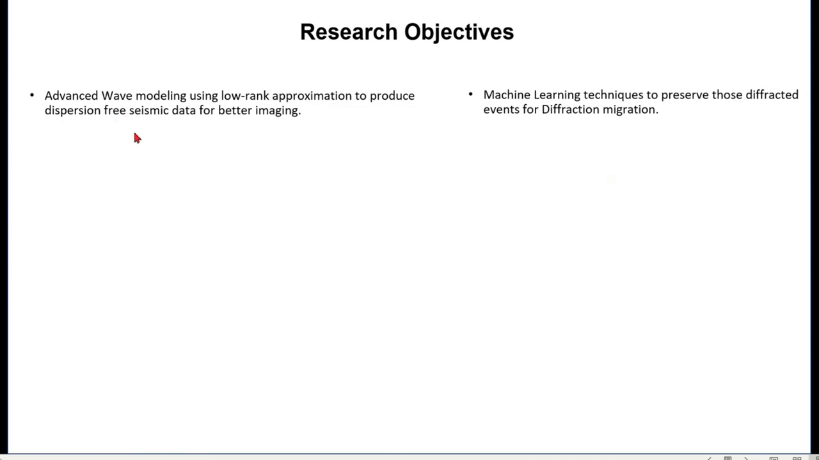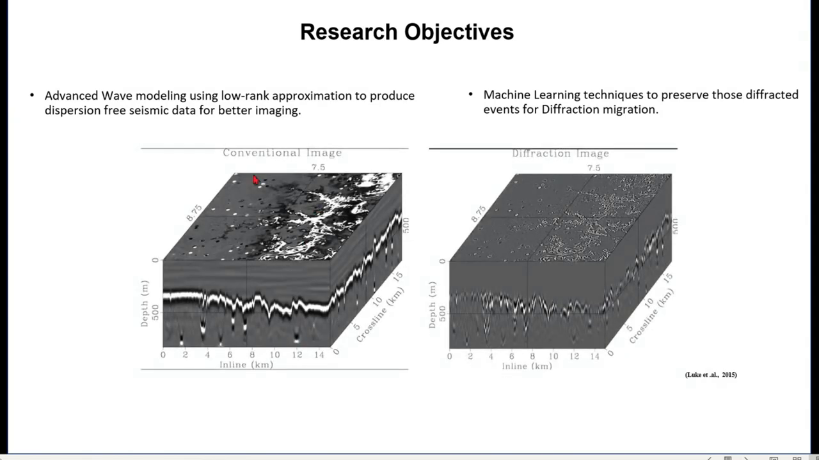The first research objective was to have better wave modeling. When you send waves to the subsurface, you must have a better source, like dynamite or vibroseis; you have to define which source is better for the specific target. The second objective was to come up with a machine learning technique to preserve the diffracted events for diffraction migration. If you look at these two images, on the left side is a conventional image. In the conventional image, you can see all the events are properly imaged, and the continuity of this reflector. This is carbonate, and the top and base of the carbonate are good.